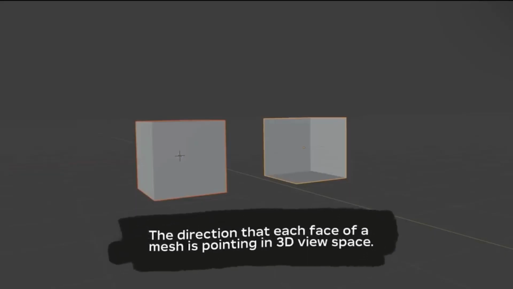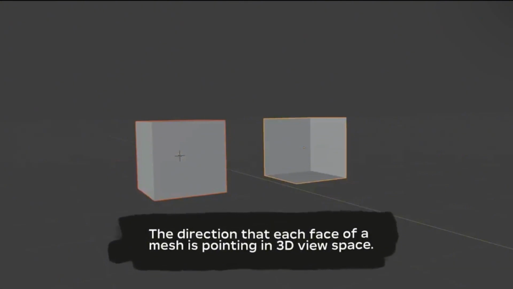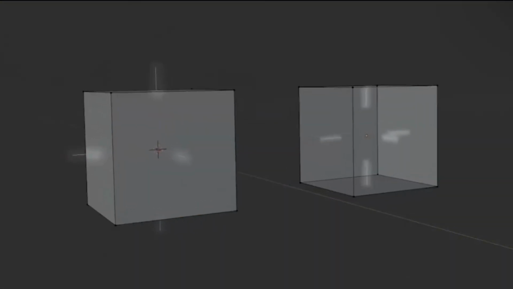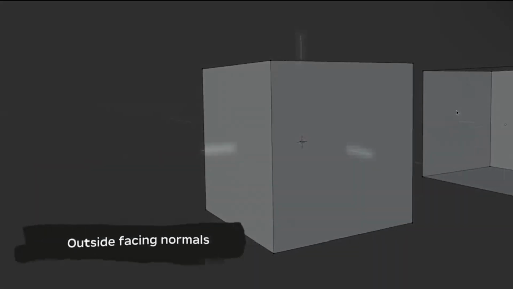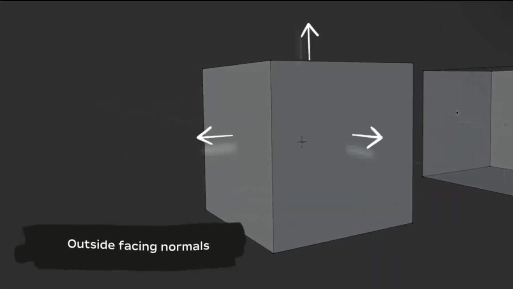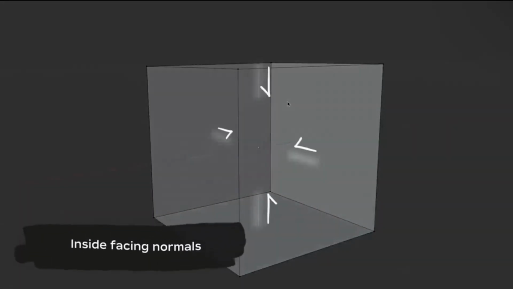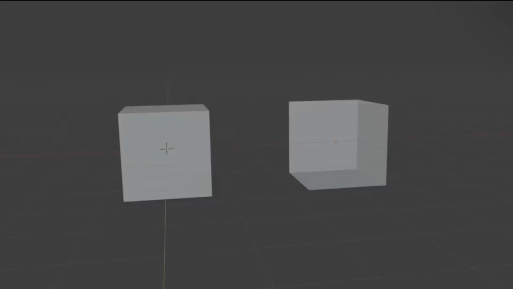Basically, what a normal is, it's the direction that the face surface is pointing at. So typically this is represented by a line in the program that you're using, and whatever direction that line is facing is the direction that the normal is going to project the texture or face to. So this is what a regular mesh would look like with proper normals that are facing outwards. And here is what a mesh looks like with inverted normals, and you'll see that the lines are actually pointing inwards in this one.